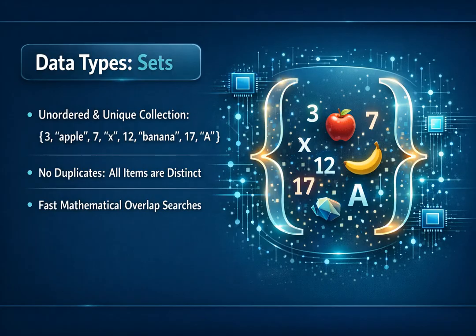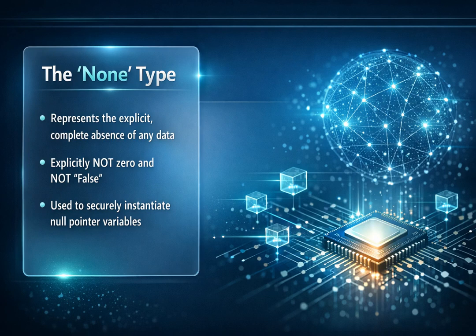A set is an unordered collection of unique elements enclosed in curly braces. Sets automatically remove duplicates, making them ideal for operations like finding common elements between two groups or checking membership efficiently. The None type represents the absence of a value. It is not the same as 0 or False. None is commonly used when a variable needs to be declared before a value is available, or when a function does not return any result.